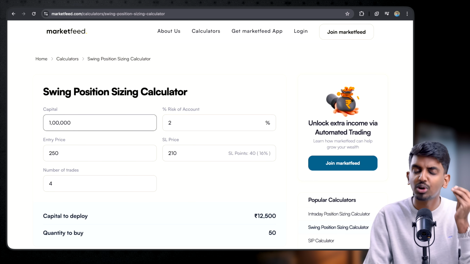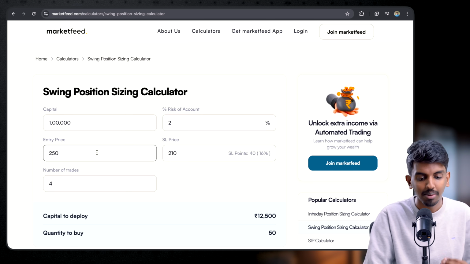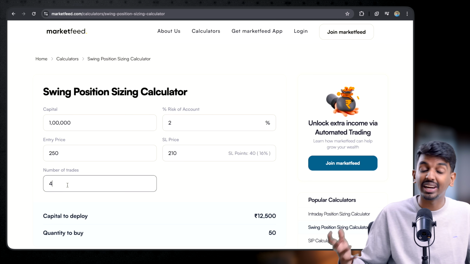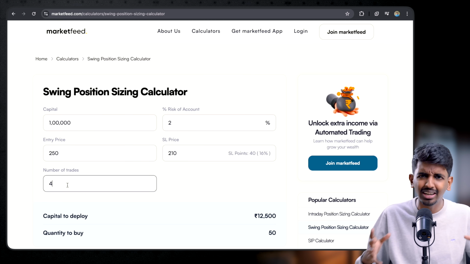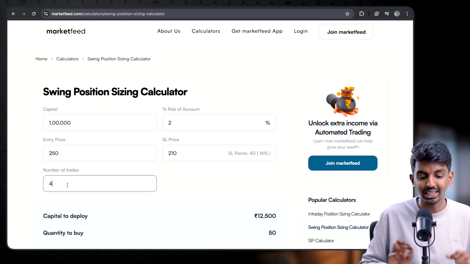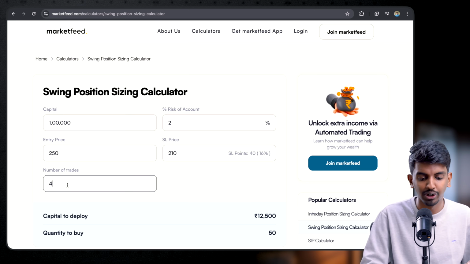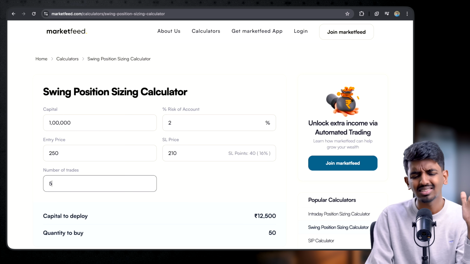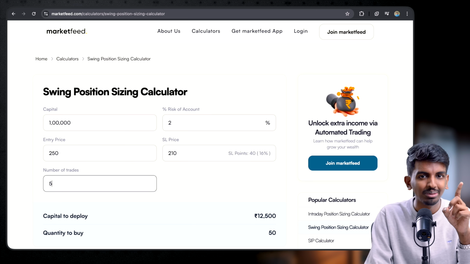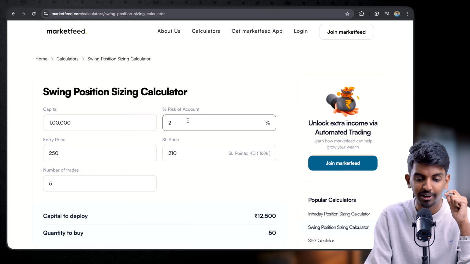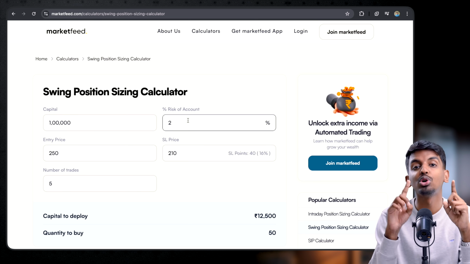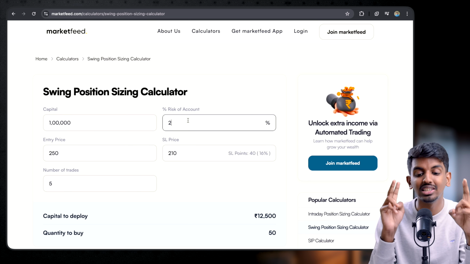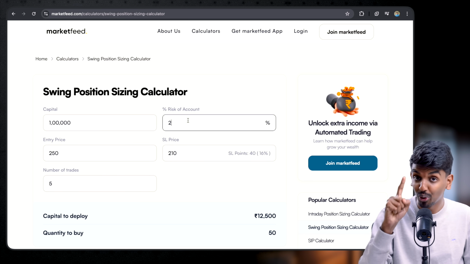Let's say you're a beginner, you're starting to trade with 1 lakh rupees. Come enter the number of trades that you'll be having at the same time. Again, if you want to learn this calculator in depth, I've made another video. You can go check that out. I'm giving you a simple gist of it. So come enter that at least 5 trades at the same time you want to run, right? That's what you want to run here. And on a single trade, my suggestion is you should not be risking more than 2% of your account on a single trade.